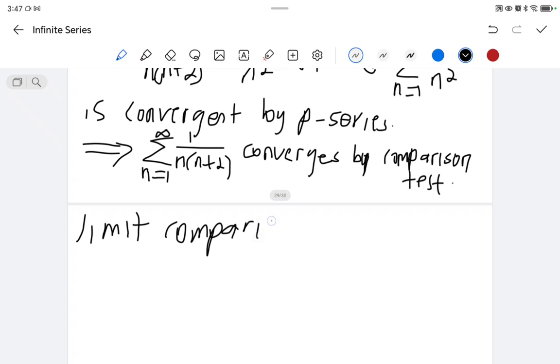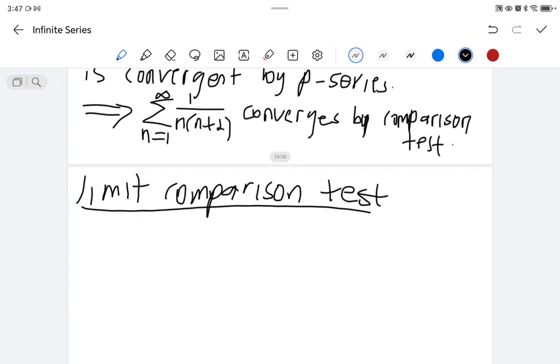The limit comparison test. We look at the limit comparison test. If we ask ourselves about the limit comparison test, we also applied it last time. Remember we did this last time, right? I think we discussed the limit comparison test last time, and then we managed to get to some conclusion.